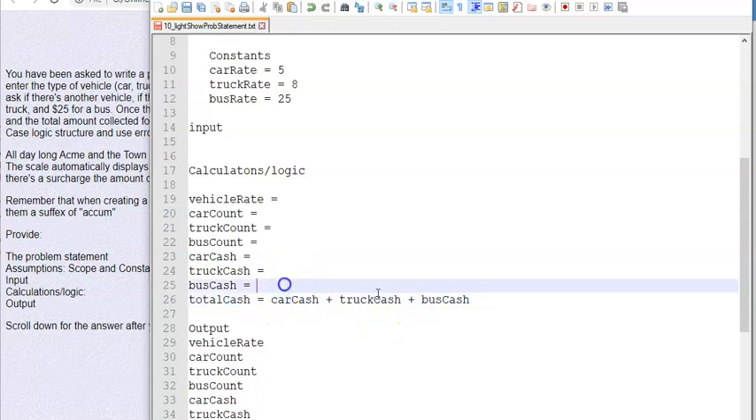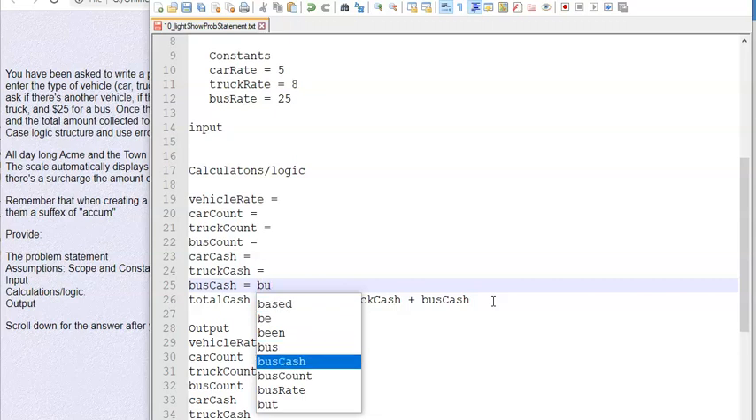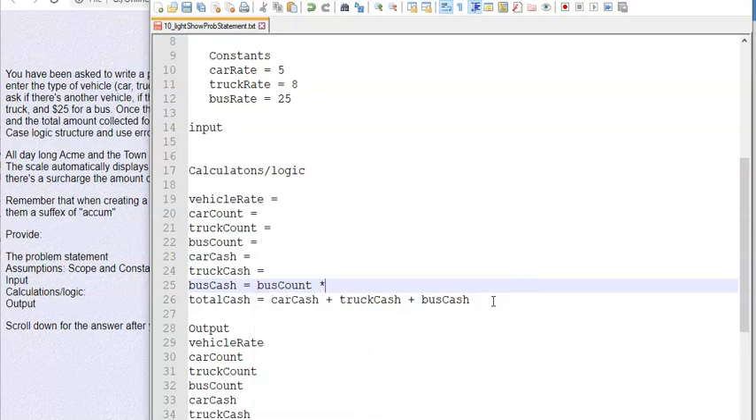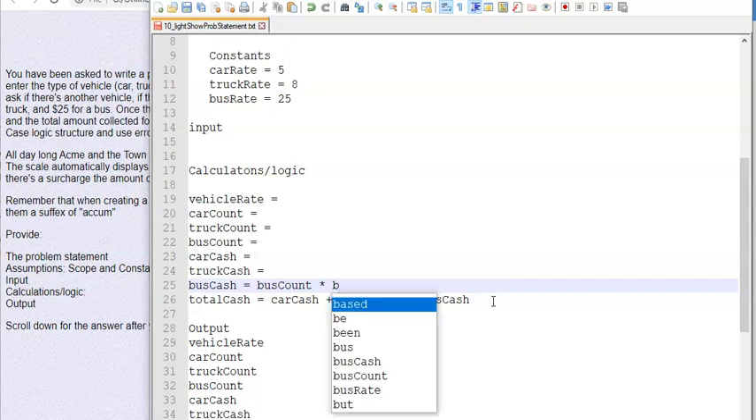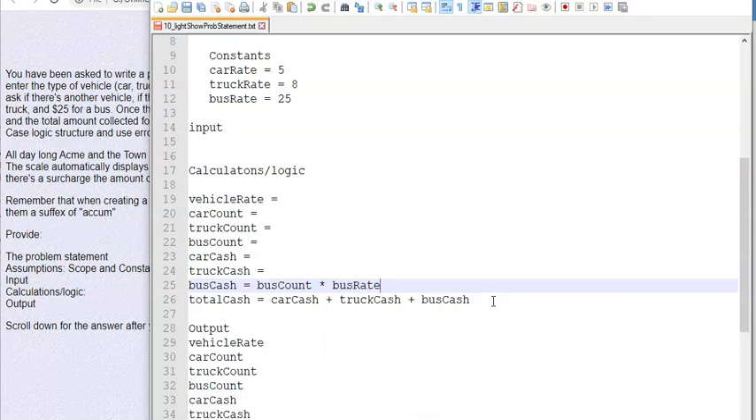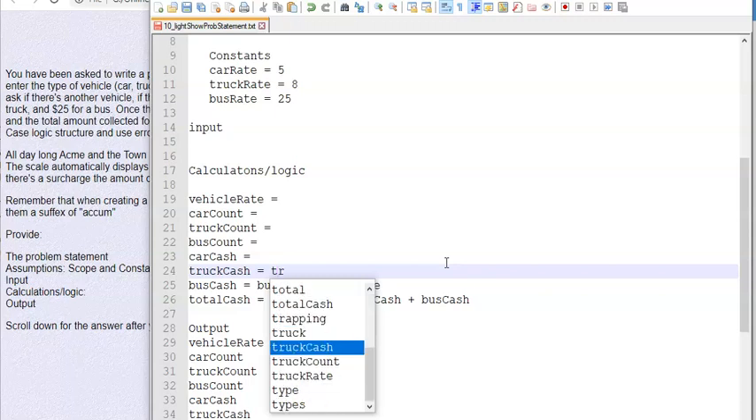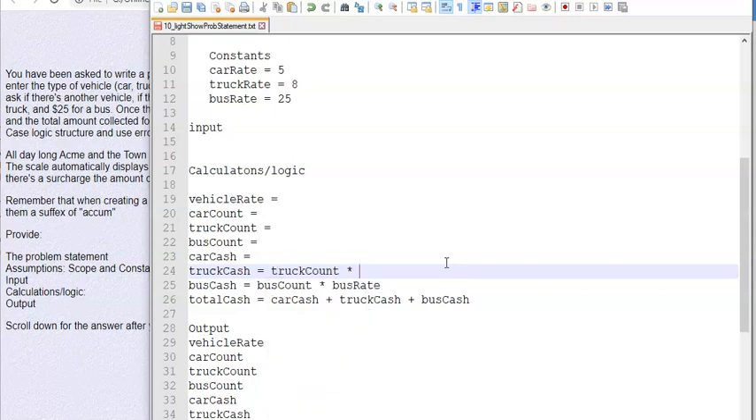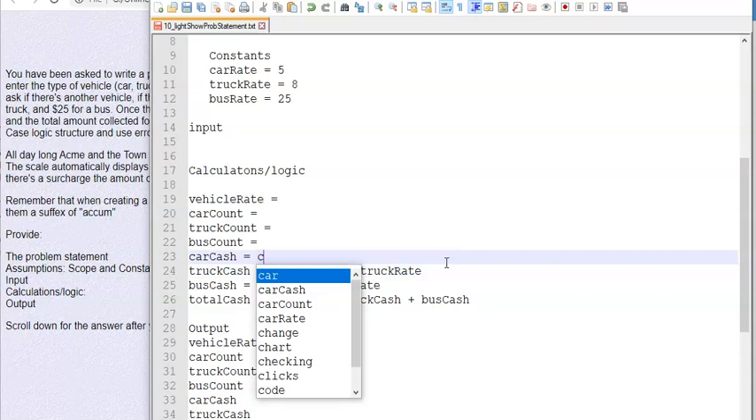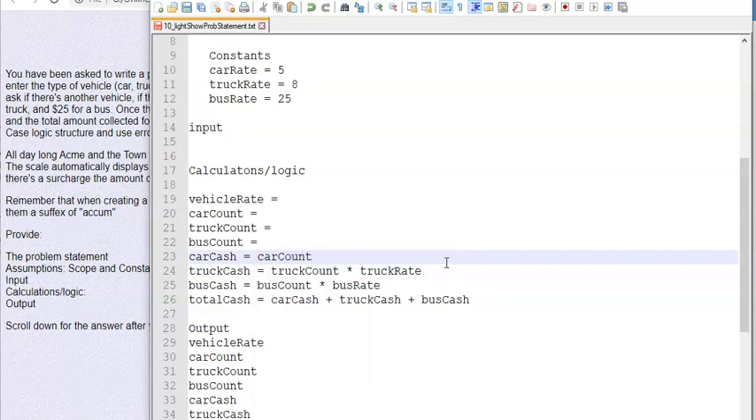We add them together. So how do we know how much bus cash that we have? Well, it's going to be the bus count times the bus rate. All right, so if we do 100 buses and the bus rate is that, then it's going to be $2,500, right? And then truck cash is simply going to be truck count times truck rate. See how easy this is if you're doing it in a methodical way. So this is going to be car count times car rate.